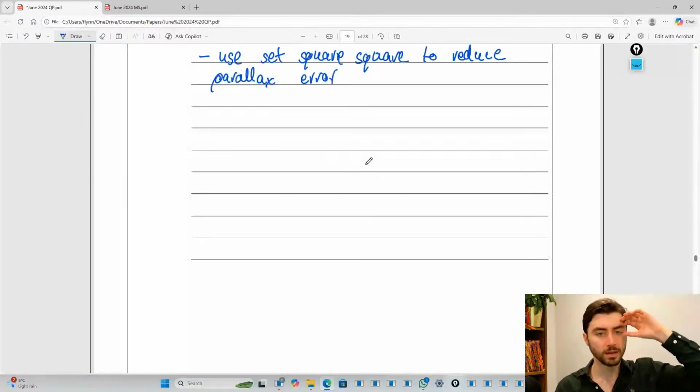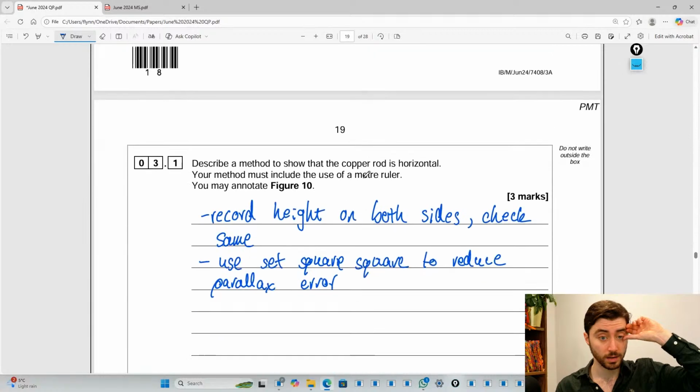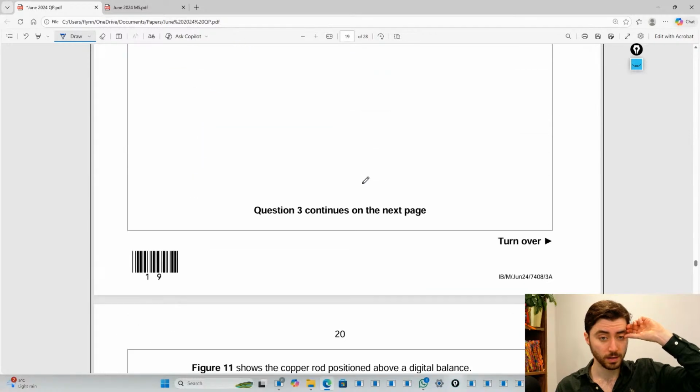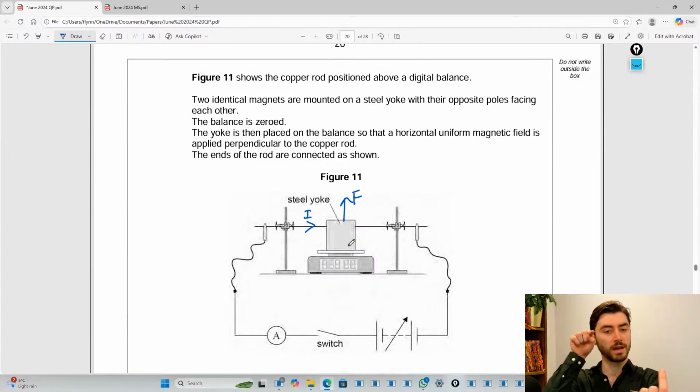Maybe I'm missing the connection, like how it all links up. So there's a copper rod, right? And two magnets mounted in a steel yoke. Oh, wait. Okay, so that's the steel yoke. So the magnetic field is going like that, and that's causing... Oh! I think I'm... Yeah.